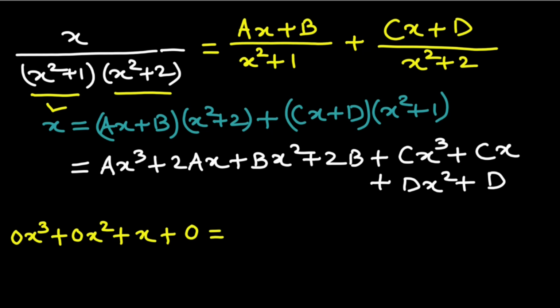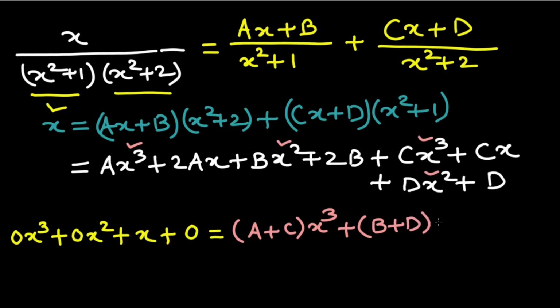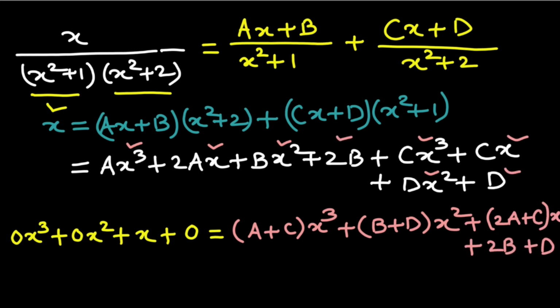Now we will write together the like terms. So first we write the cubic terms together. So we write (A + C) times x³. Next we write the square terms together, that is (B + D)x². Next we write the x terms together, which will be (2A + C) into x, and finally the constant term 2B + D. By equating the coefficients of the like terms, we will get different equations.